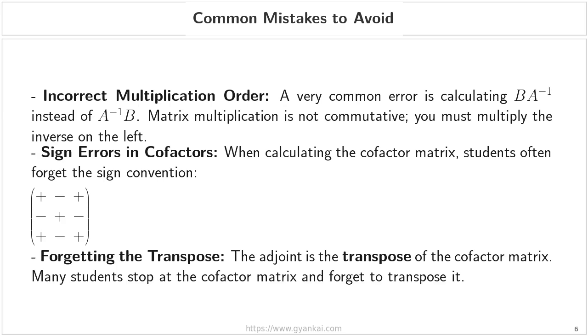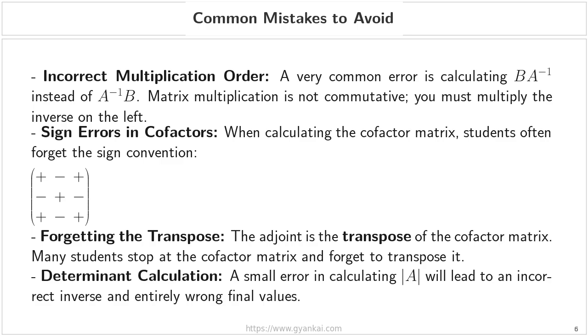Third, please do not forget the transpose step. As we saw in our nutrition example on the previous slide, the adjoint is not just the cofactor matrix. It is the transpose of the cofactor matrix. Many students do all the hard work of finding the cofactors, but then forget to switch the rows and columns. If you skip the transpose, your inverse will be incorrect.